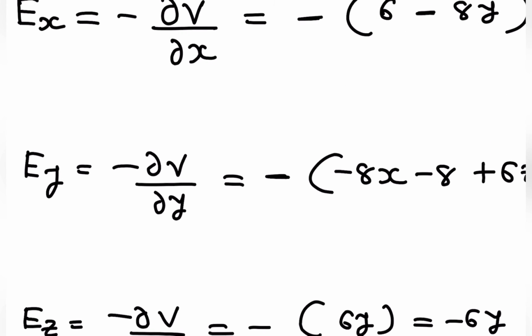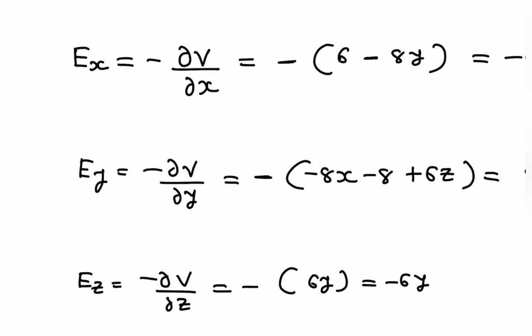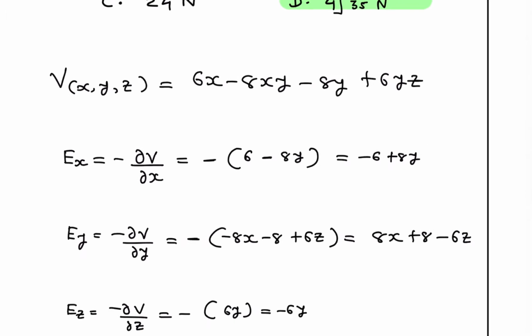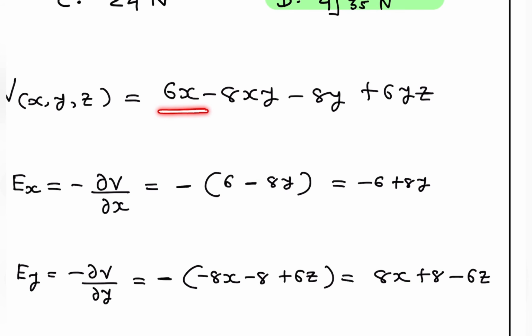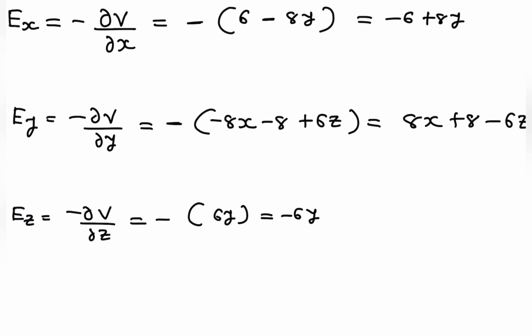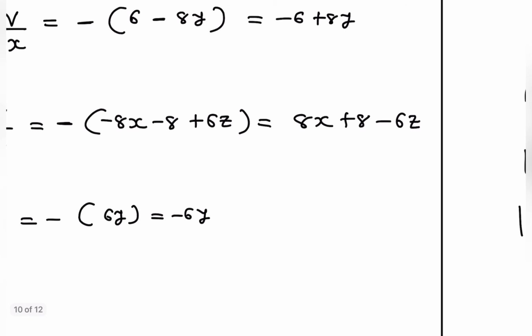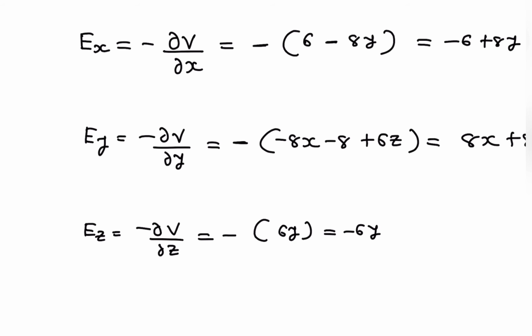Now similarly, the electric field in y direction is minus del V by del y, the differentiation of potential with respect to y. The second, third and fourth terms contain y. So the differentiation of 6x with respect to y is equal to 0. Here it is 8 minus 8x minus 8 plus 6z. So this is minus minus plus, so plus 8x plus 8 minus 6z. That is your electric field in y direction.